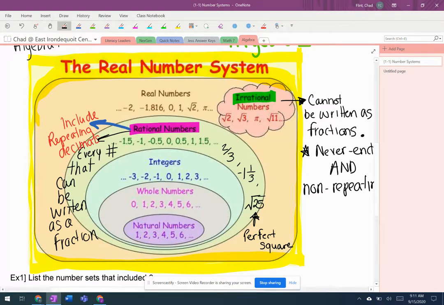Further down here, we have our rational numbers, and inside the rational numbers, we have our famous integers. Integers are just positive and negative whole numbers. No decimals or fractions in the integers.